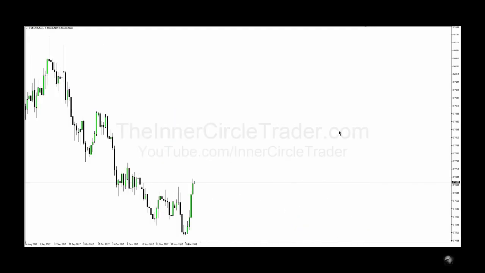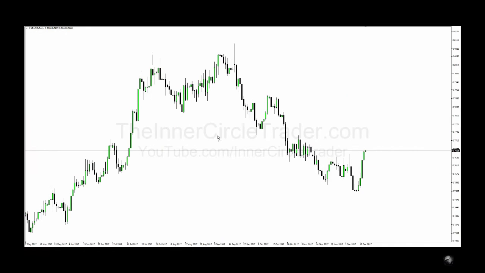Using the Aussie dollar, I want you to take a look at the overall price structure on the daily. Obviously, we see the Aussie dollar has been trading lower for a long period of time, basically since September of 2017. We've had several months of bearish prices.